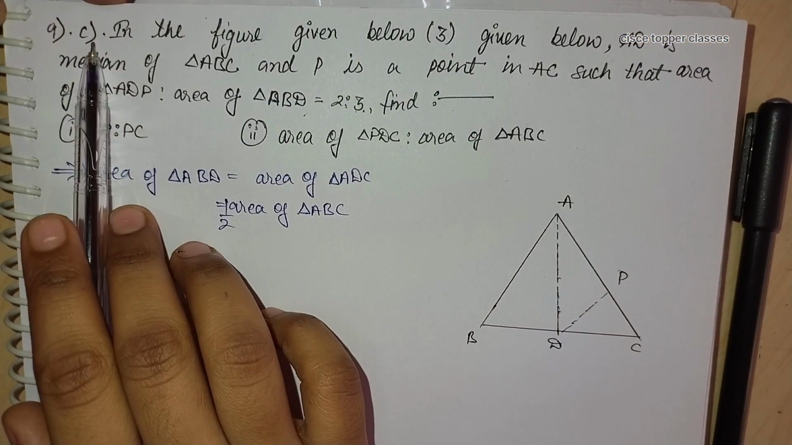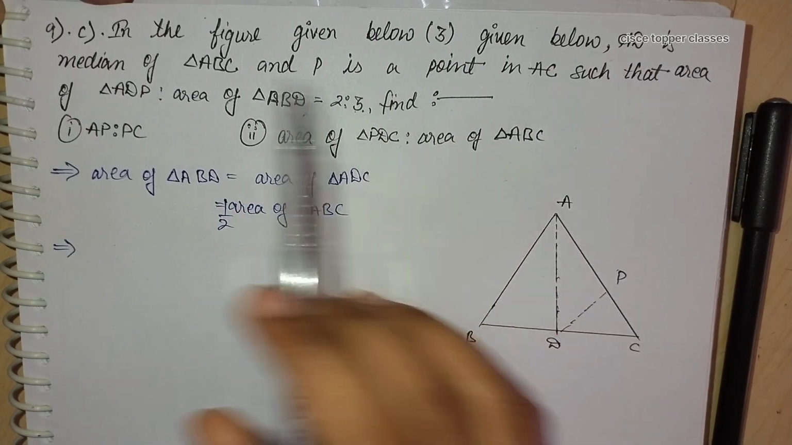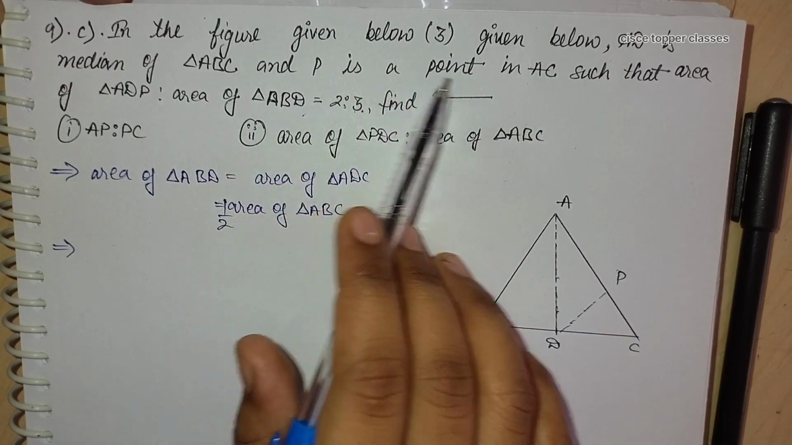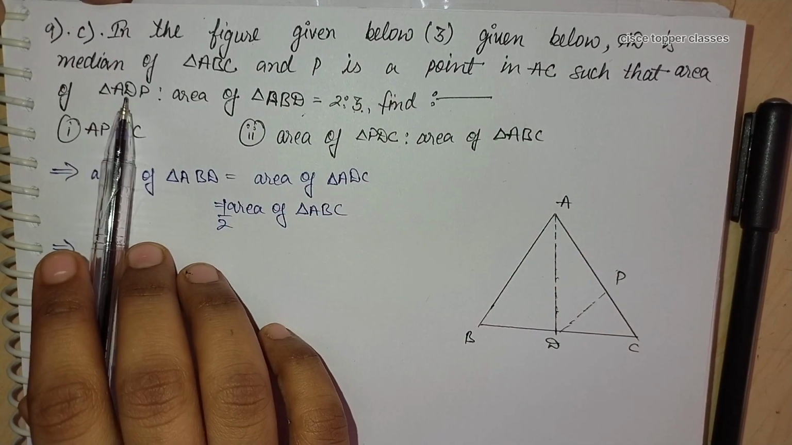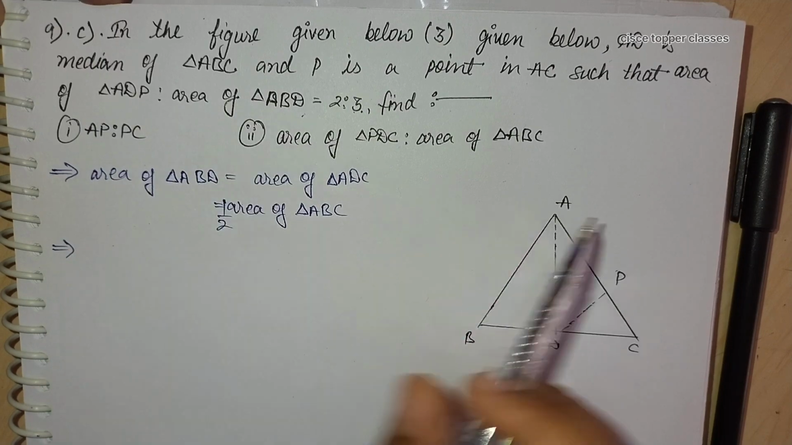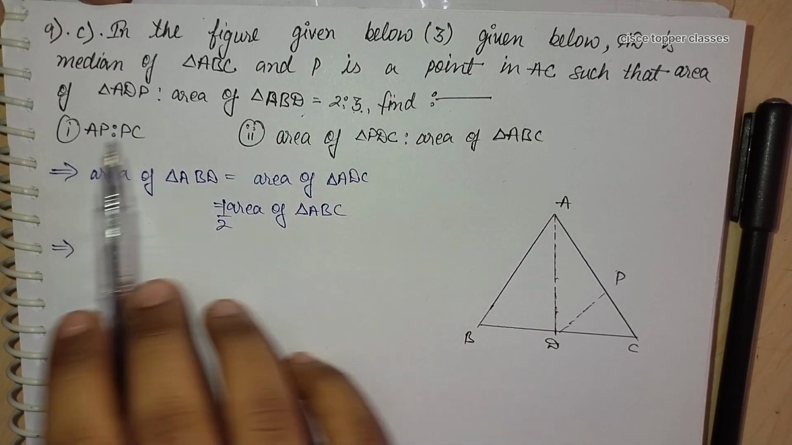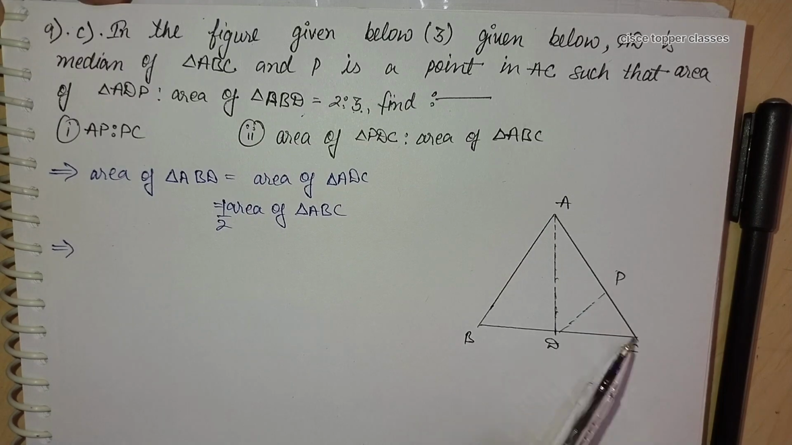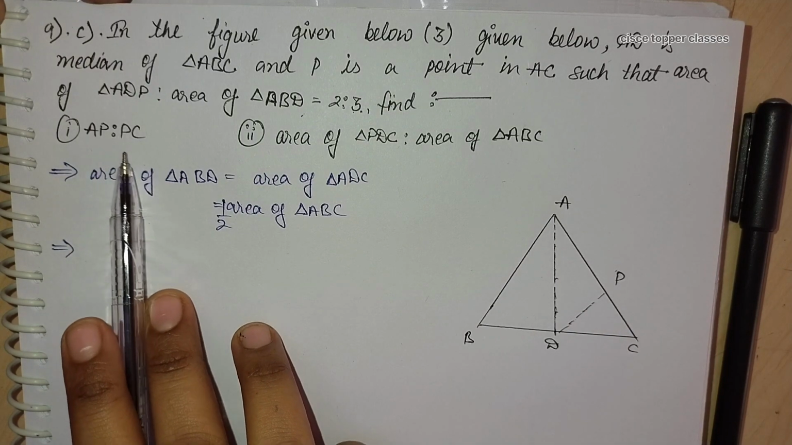Now let us solve the third part. In the figure given below, AD is a median of triangle ABC and P is a point on AC such that the ratio of area of ADP to area of ABD is equal to 2:3. Then find AP ratio PC. So we have to find this value.